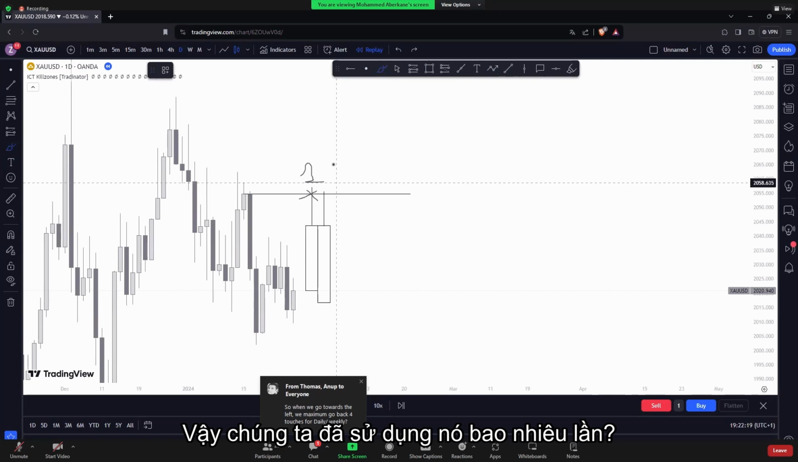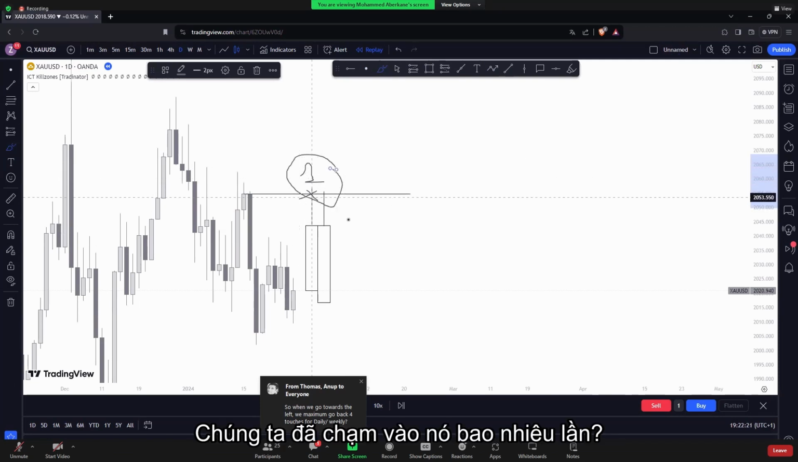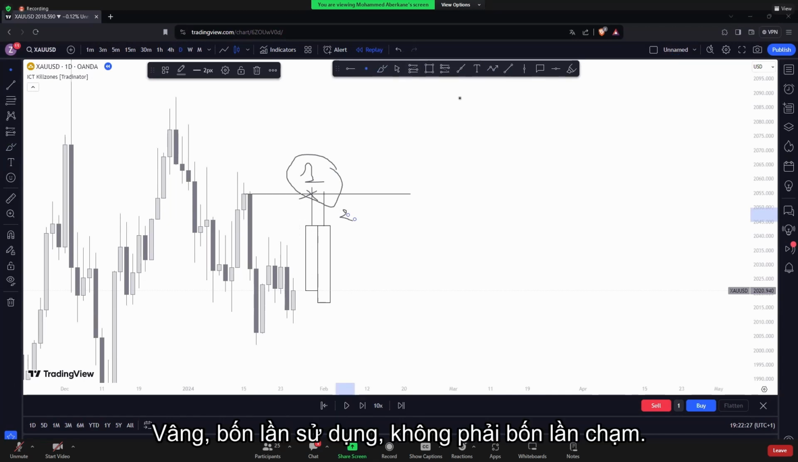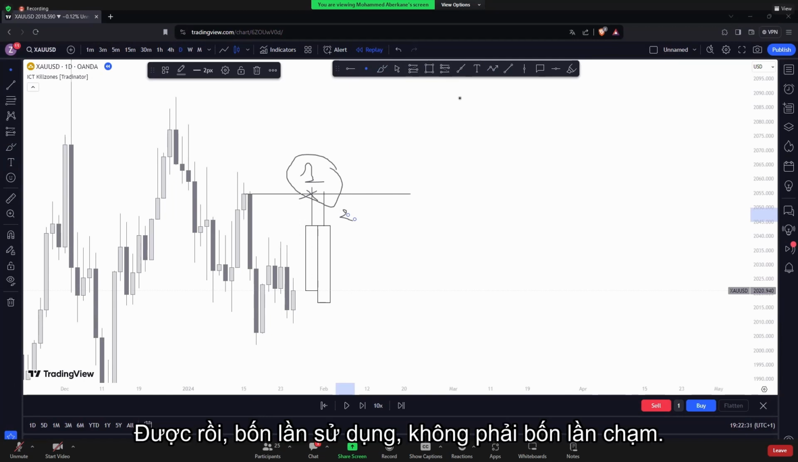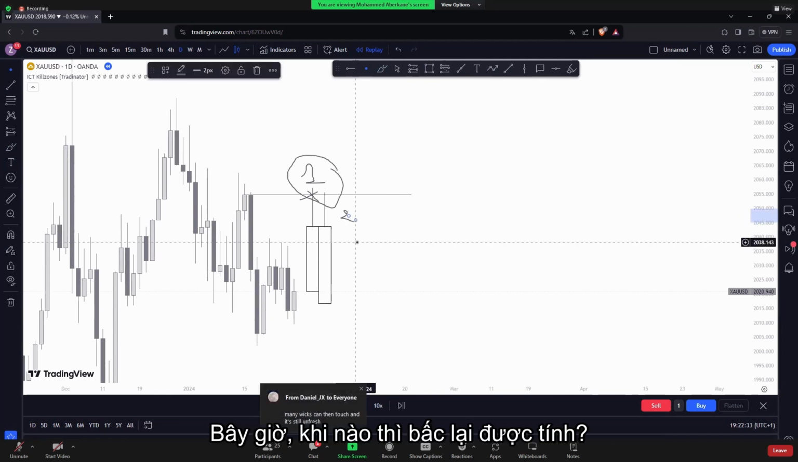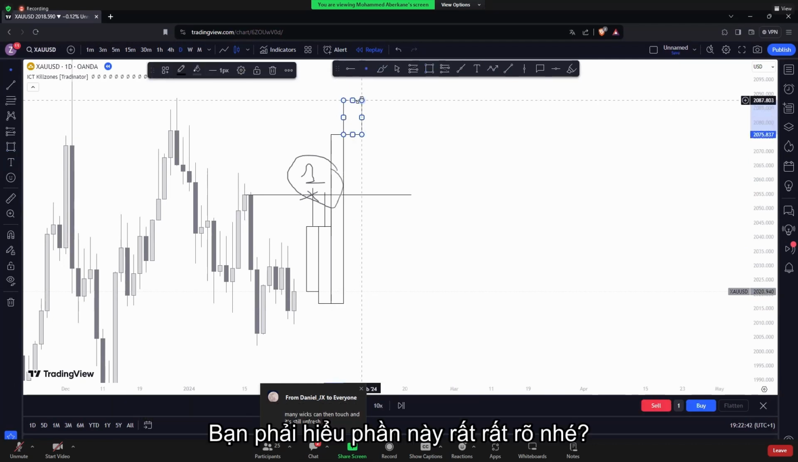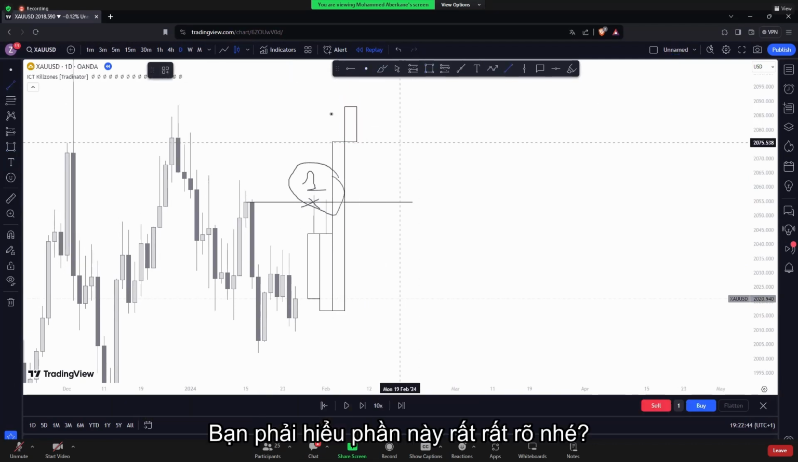So how many times did we use it? One. How many times did we touch it? Twice, as you can see right here. Yes, for uses, not for touches. Now, when does the wick count again? So when you break it, and then you wick it again. You have to understand this part very, very well.